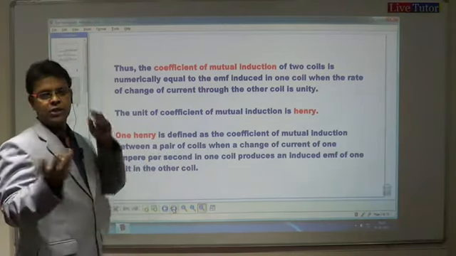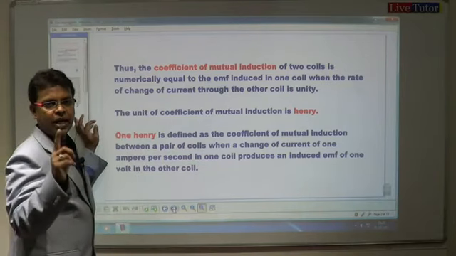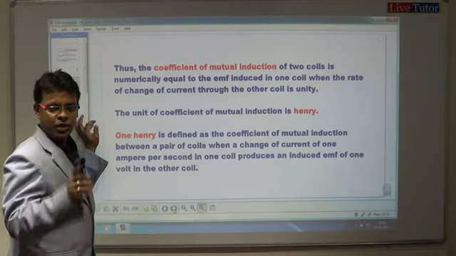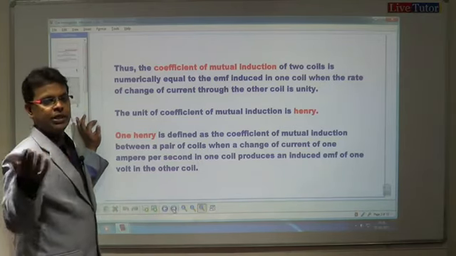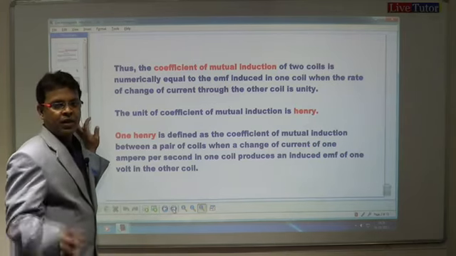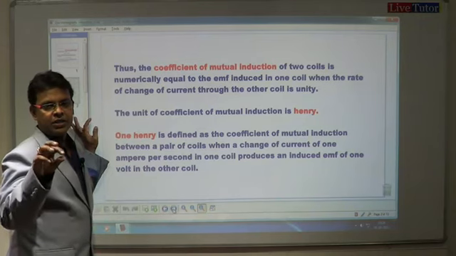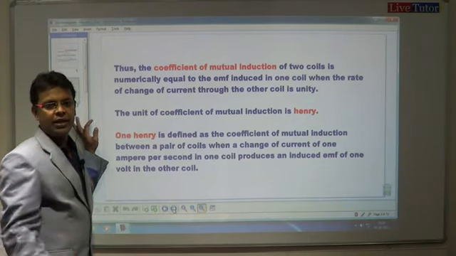coils or two coils சொல்லலாம். When a change of current of 1 ampere per second in one coil produces an induced EMF of 1 volt in the other coil. அவ்வளவுதான். Very simple definition. அதனால இத மாதிரி எப்படி கேட்கலாம்? இந்த definition of 1 Henry சிம்பிளா ஒரே இதெல்லாம் கேட்பாங்க. Define 1 Henry அப்படின்னு கேட்கலாம்.